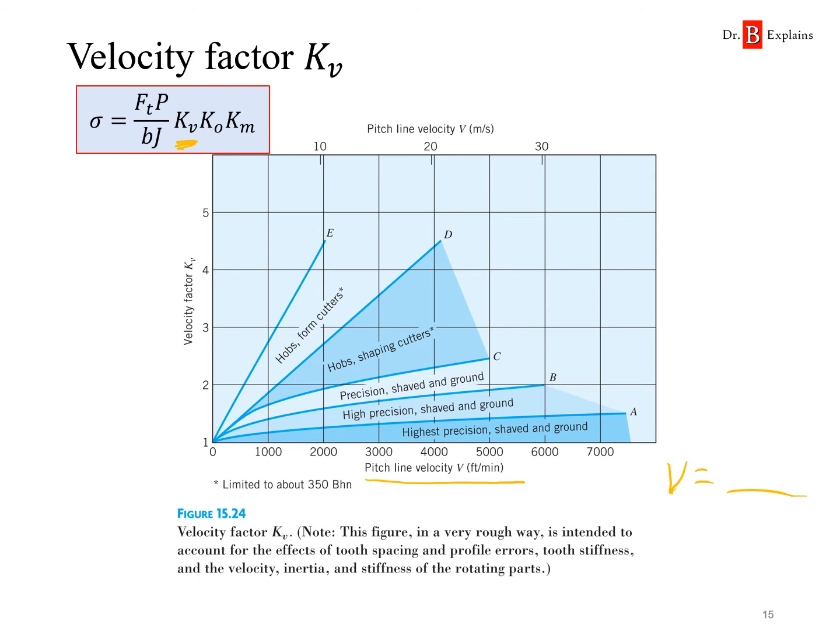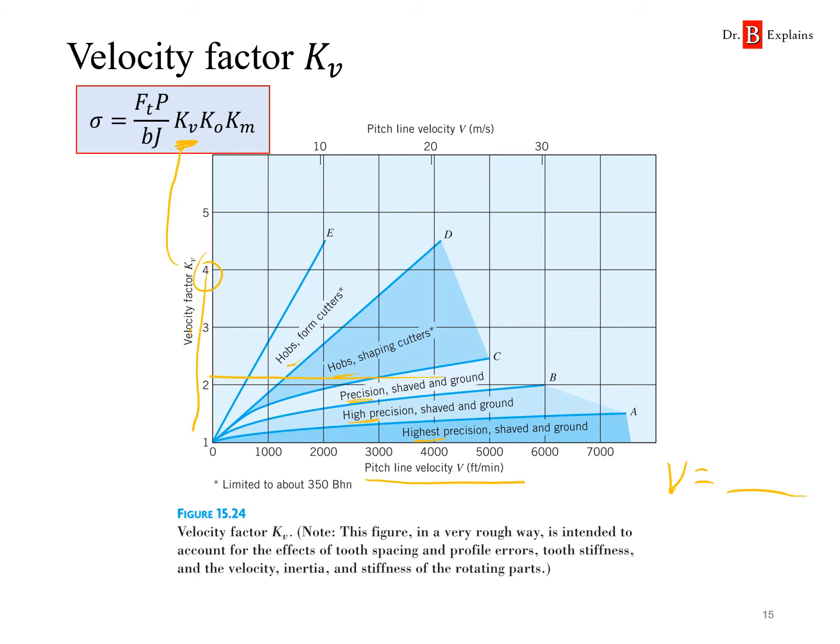manufacturing process for that gear: if it's high precision shaved and ground, highest precision, or just hobbing, shaping, and forming. These are just like as cut. There's no shaving or grinding. Same thing, based on the pitch line velocity that you're using, and then the finish on that gear, you would come over here and you can see that the velocity factors are between, so the lowest is 1, you go 2 or 3, and notice all the way up to maybe 4.